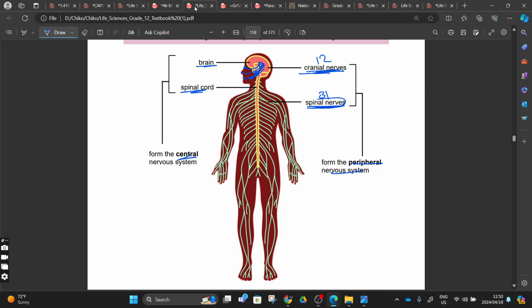And then at our spinal nerve, we have our 31 nerves from here, from the neck, 1, 2, 3, 4, up until this side. 31, 1, 2, 3, 4, 5, 6.